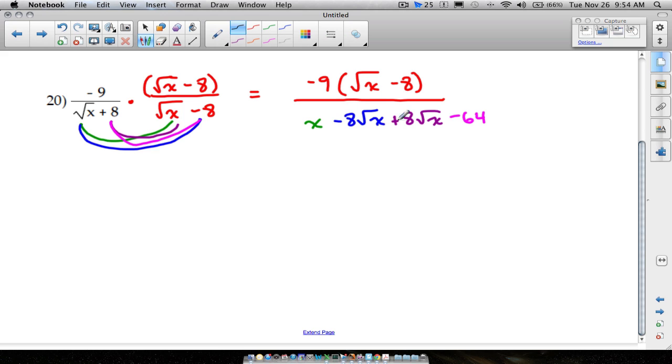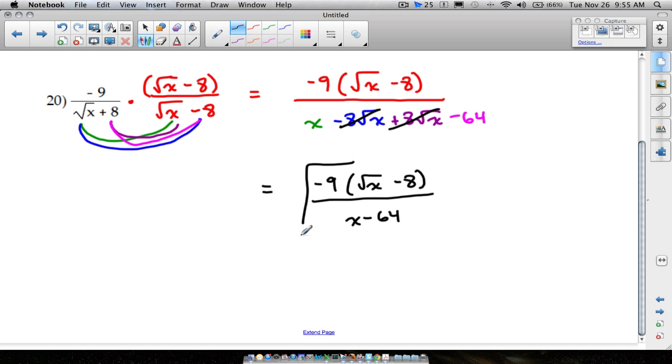And I notice here by doing the conjugate, these 2 middle pieces here will cancel out. So what we're left with up top is just -9 square root of x minus 8, all over x minus 64. Notice we no longer have any radicals left at the bottom. Everything looks nice.